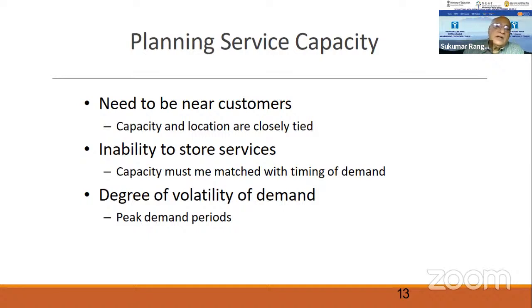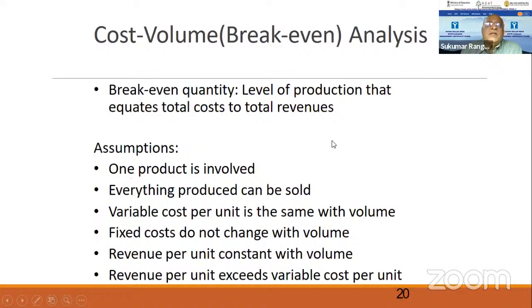Then there is the degree of volatility of demand, as we talked about in peak: whether you are going to meet the peak demand, or you're able to forego some of the peak demand and deliver only that much.